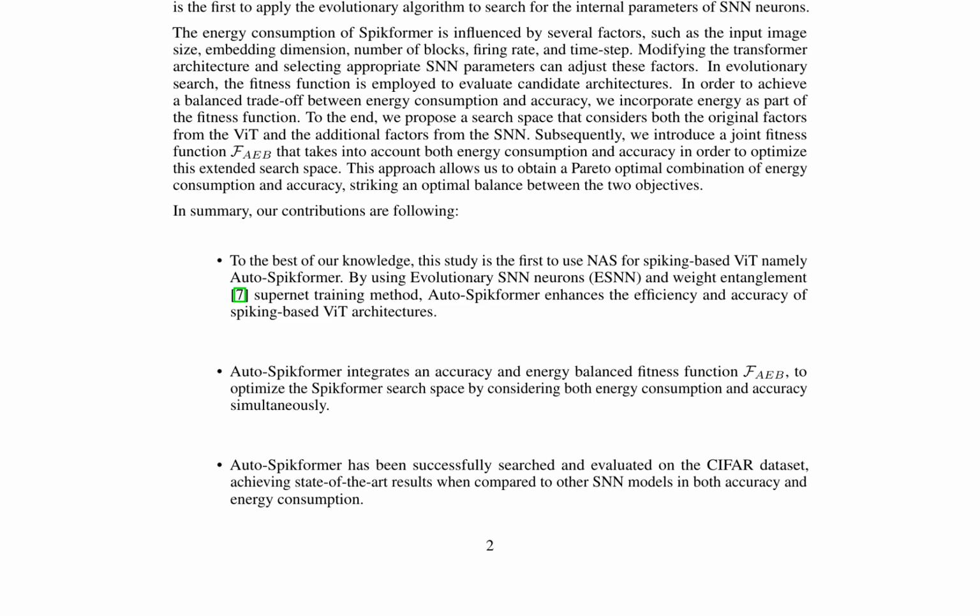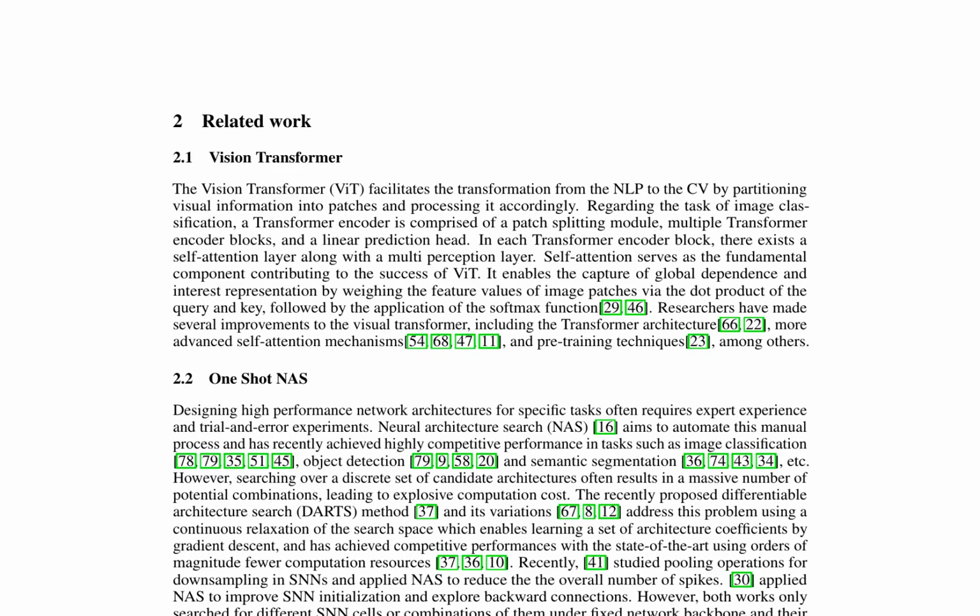The Vision Transformer, a pioneering model in computer vision, processes visual information by partitioning it into patches and employing a transformer encoder. This encoder consists of a patch-splitting module, multiple transformer encoder blocks, and a linear prediction head. Each block contains a self-attention layer and a multi-perceptron layer, with self-attention being crucial for capturing global dependencies and representation. Research has led to various improvements to the vision transformer, including modifications to the transformer architecture, advanced self-attention mechanisms, and pre-training techniques.